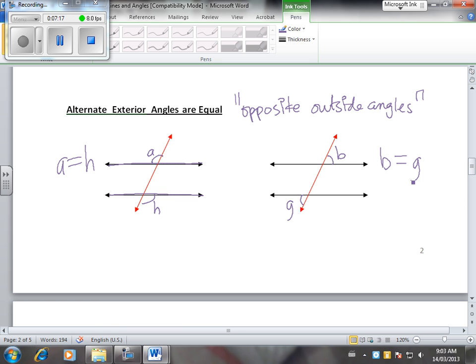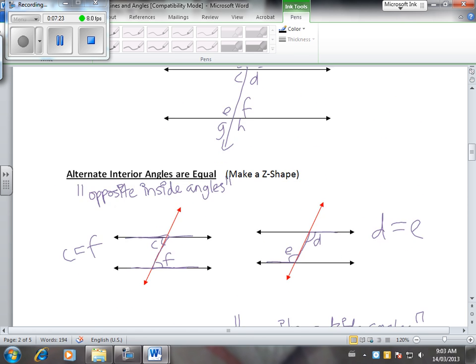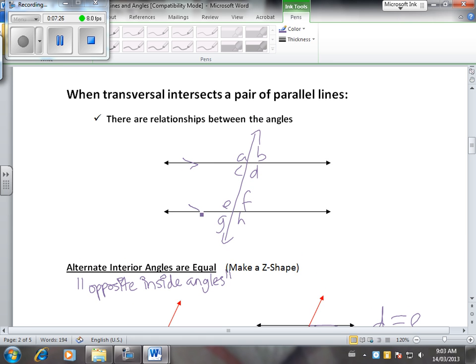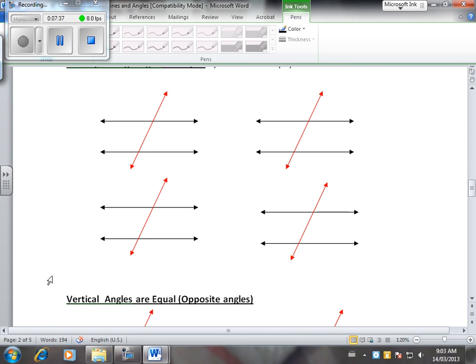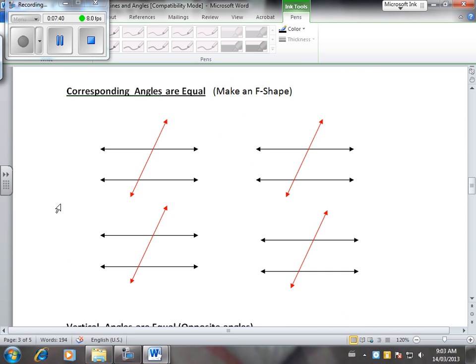So anytime you see, and remember that these are our parallel lines, all of these, we're working back with this original line, so they have to be parallel. But if you have two parallel lines intersected by a transversal, these rules will always apply. So we have alternate interior, alternate exterior, and then we have corresponding angles. So basically, this is the interior and the exterior angle on one side of the transversal.